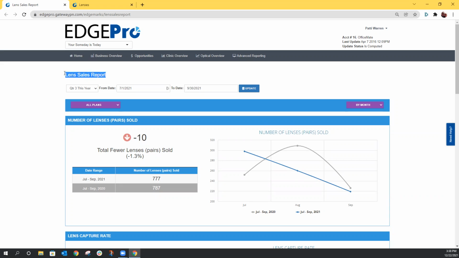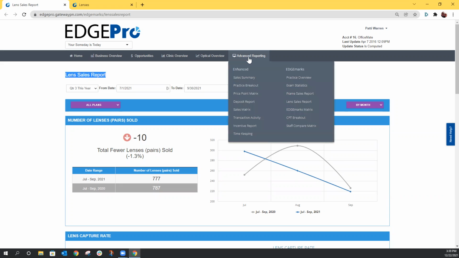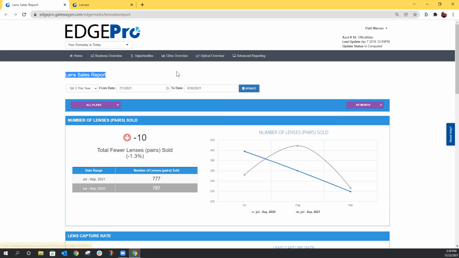Today, we're going to be talking about the Lens Cell report that's located in Advanced Reporting. It's over here on the right-hand side. Now, this particular report is just giving you a more in-depth look at your optical overview lens page.